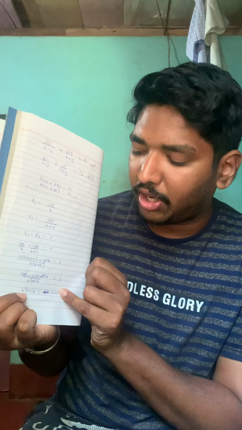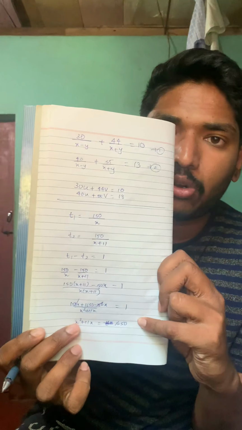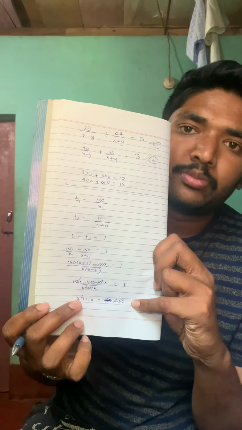Suppose I solve this quadratic equation, x square plus 11x is equal to 1650. If I solve this quadratic equation, I'll get two roots. One will be positive and one will be negative. Speed cannot be negative, so I'll take the positive answer. Even when you're solving this particular quadratic equation, make sure you know that trains usually travel at speeds of like 70, 80, 90. So put those particular numbers and you'll be able to find the roots in a much easier way.